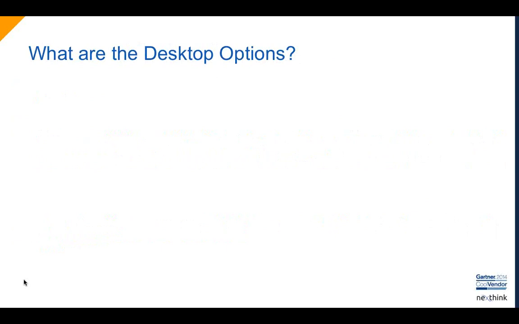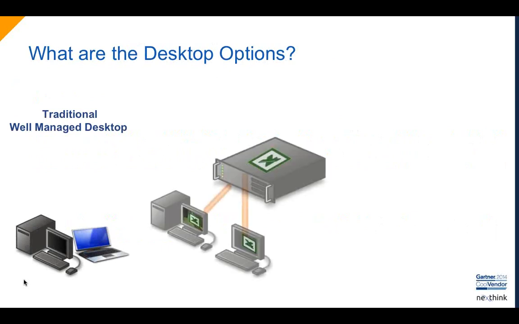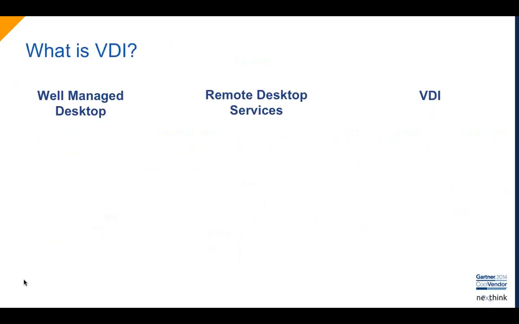So first of all, let's talk about the desktop options. What do we have in desktop options? Usually, we have the traditional and well-managed desktops. Then we have the remote desktop services, and we have the VDI. What is the difference between these three types?